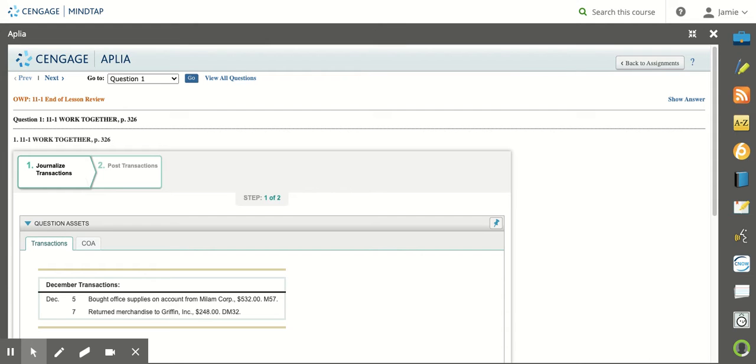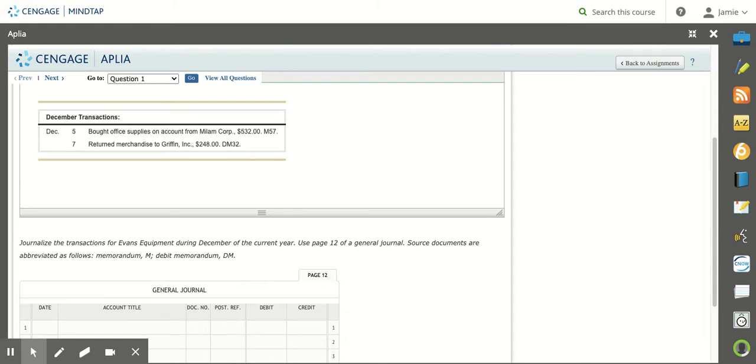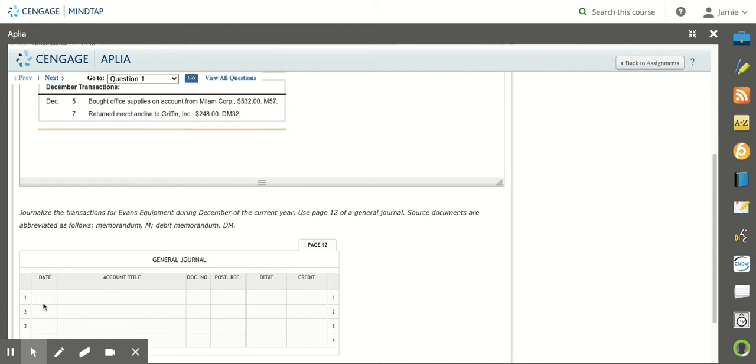For the section 11-1 work together, we need to start by doing 2 transactions in our general journal. On December 5th, we bought office supplies on account from Milam Corp. 532, and that's M57. So December 5th and M57. And office supplies, if we increase office supplies, we're going to increase that with a debit because they're an asset. So supplies dash office. We'll debit that account for $532.